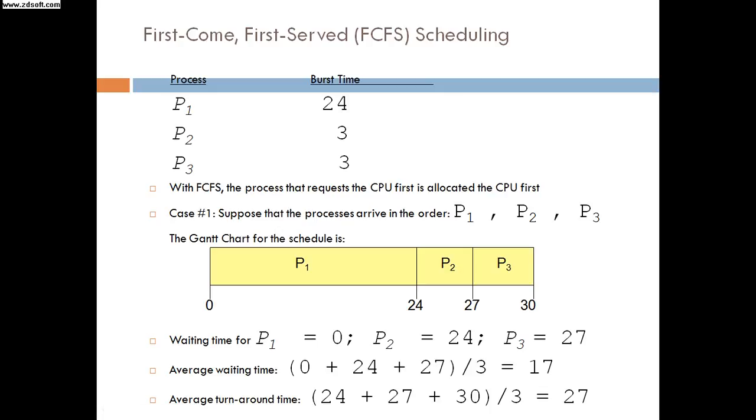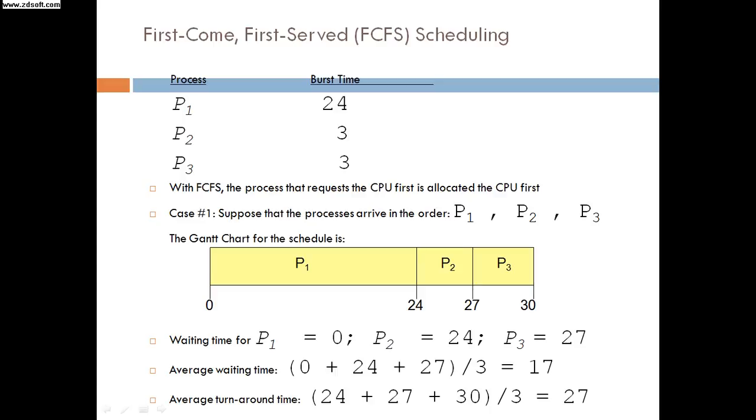With this Gantt chart we can calculate the waiting time for each and every process. P1 was waiting to acquire the CPU's control, but it did not wait any time, so it is 0 milliseconds. P2 is waiting for P1 to complete its task, so P2 waits 24 milliseconds. For P3, P1 and P2 must both complete, so P3 waits 27 milliseconds. If we take the average, it is 17 milliseconds.